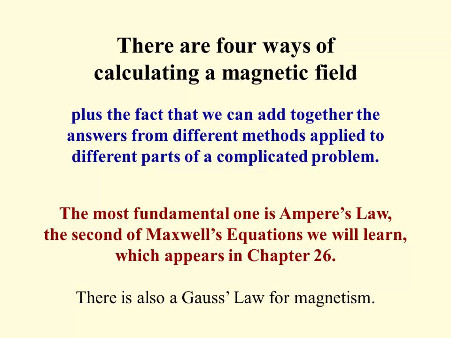As in the case of electric fields, there are several different ways of calculating a magnetic field. We'll only use a couple of those, by the way. But again, if you find that one method works for one kind of problem and a different method works for a different kind of problem, you can combine those just by adding the vector fields to each other. The most fundamental of these methods is one called Ampere's law, which will be the second of Maxwell's equations that we'll learn when we get to chapter 26. There's also a Gauss's law for magnetism, which is worth mentioning when we get there, but not worth talking about, or even hardly talking about here.